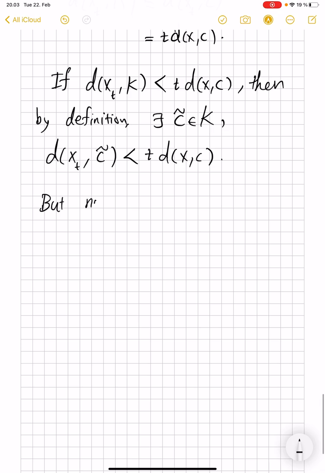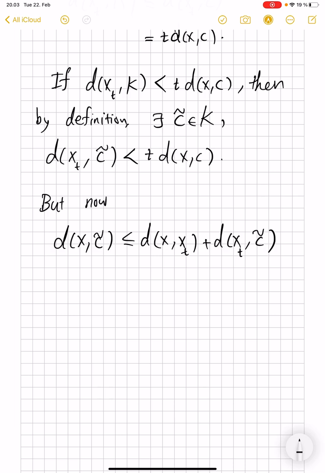But now, distance of x to C tilde by triangle inequality is less than distance of x to xt plus d of xt to C tilde. I'm just following my picture in my mind. This one is strictly less than t dxC, and the x and xt are along that line segment joining them, and this will be 1 minus t. Just go back to the picture. D of xC, this will be this fraction of the line segment, and this will be plus t d of xC by the choice of C tilde. And this strict inequality is because the second inequality is strict. Actually, this is equality and this is strict.